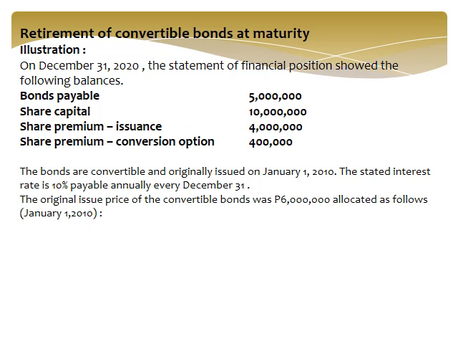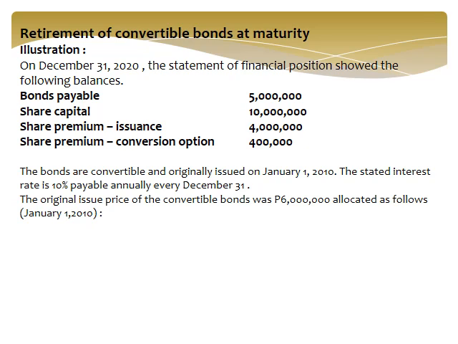Retirement of convertible bonds at maturity. The previous illustration shows the accounting treatment upon retirement of convertible bonds before maturity or the premature retirement of convertible bonds. So, we have illustration for the retirement of convertible bonds at maturity. On December 31, 2020, the statement of financial position showed the following balances. The bonds are convertible and originally issued on January 1, 2010. So, on December 31, 2020, ito na yung balances.